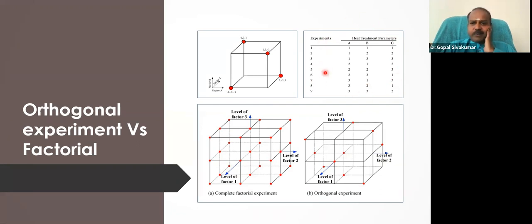After hand picking the points, you can check whether the array, this is called an array, whether column A, column B, column C together form an array. This array is considered orthogonal. Look here. Consider 2 rows, A and B. Do you see 1, 1 here?